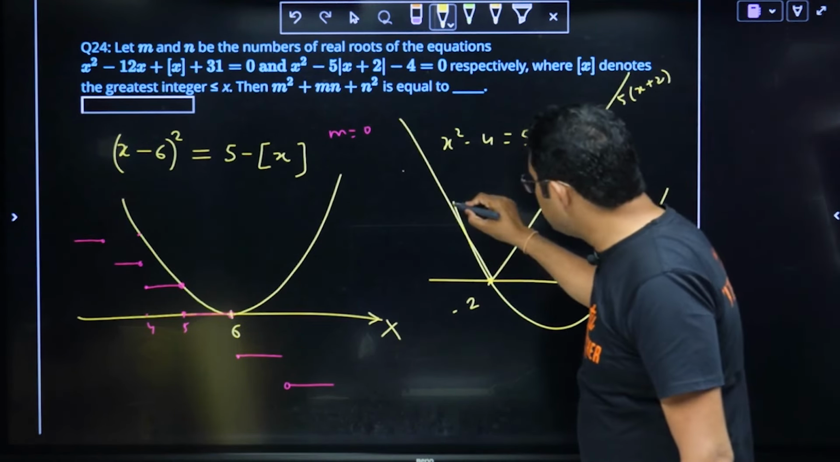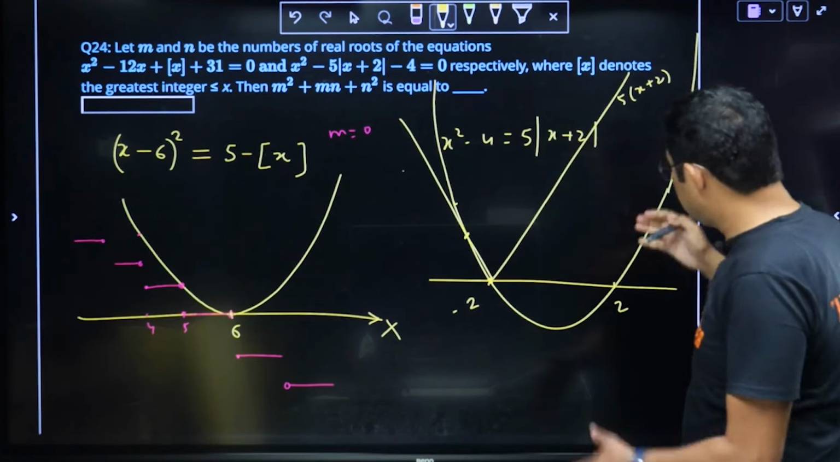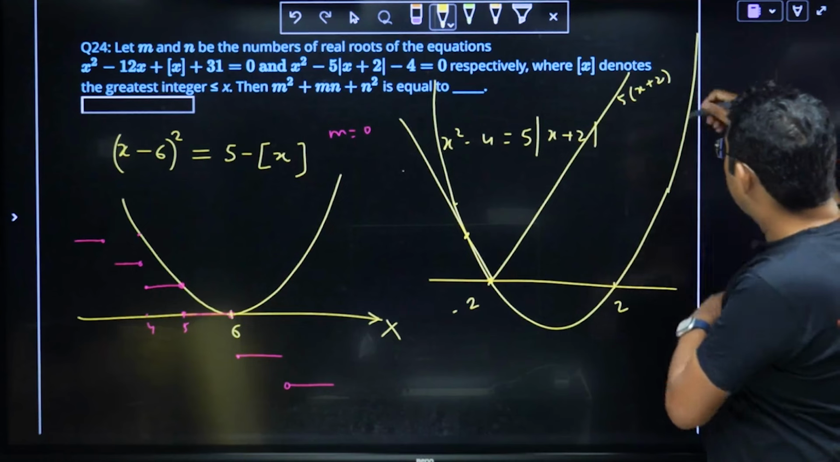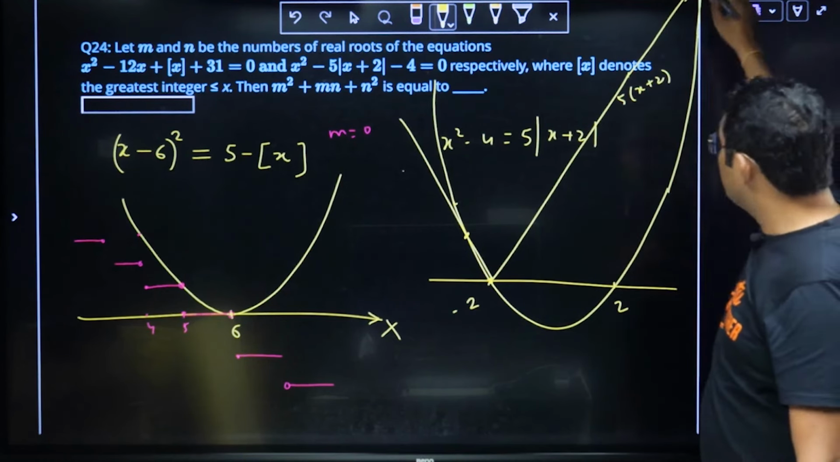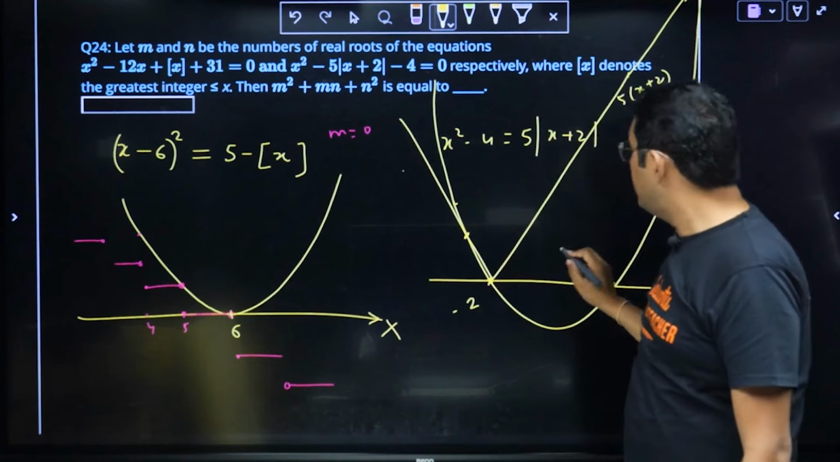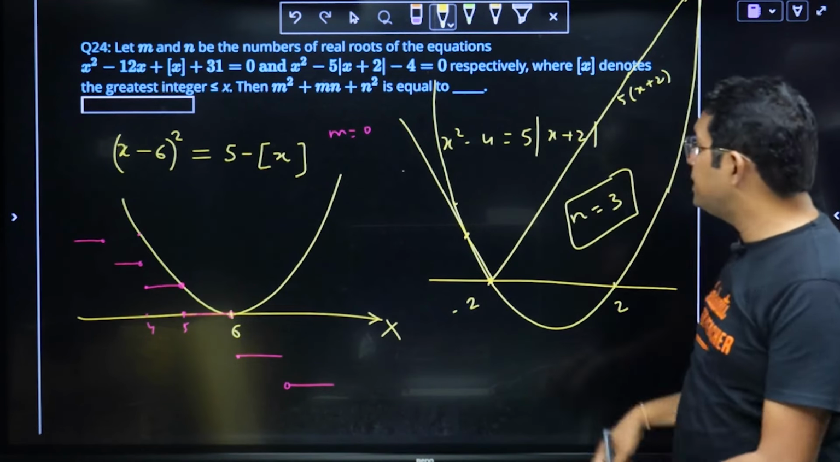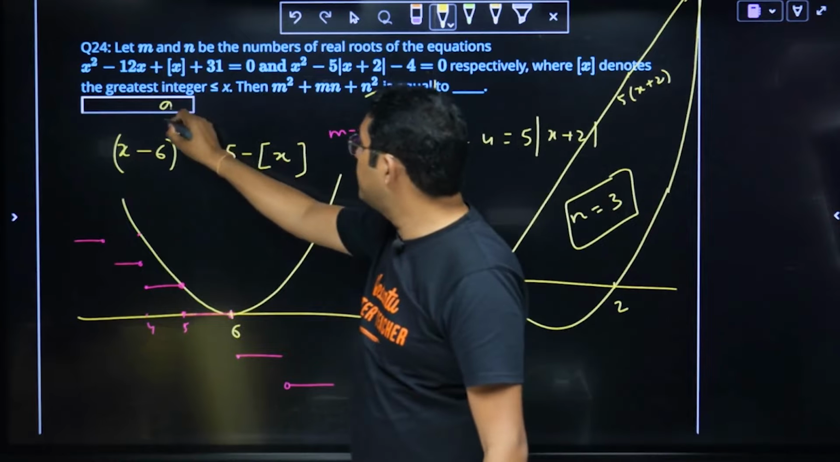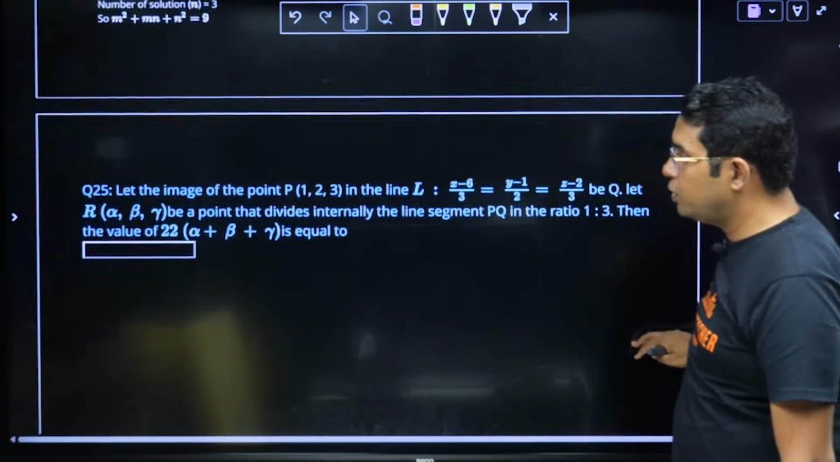So it will intersect this parabolic graph once at this point, and similarly here also, because it's a concave upward parabolic graph and that's a straight line, so these two are bound to cut somewhere here. So 1, 2 and 3 points will be there for intersection, so n will be equal to 3. So m is 0, n is 3, so the answer for this will be 9. Okay, so yeah, 9. Moving to the next question, that is question number 25.